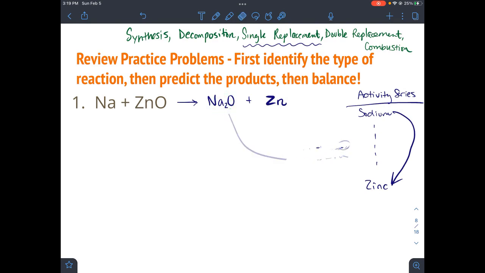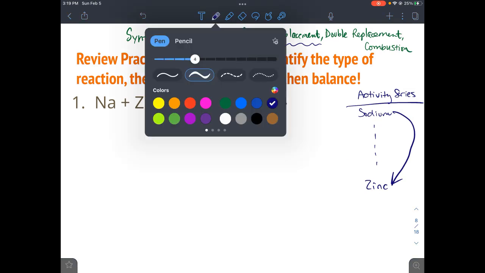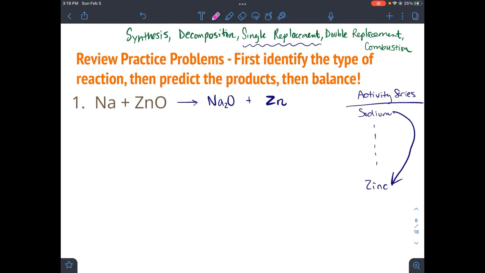So we have finished writing the equation, and now we need to balance it. I'm going to balance it in a different color, pink. I will start by looking at sodium. Sodium has 1 on the reactant side and 2 on the product side. So I need to multiply by 2 on the reactant side with a coefficient of 2 so that I have 2 and 2 sodiums.